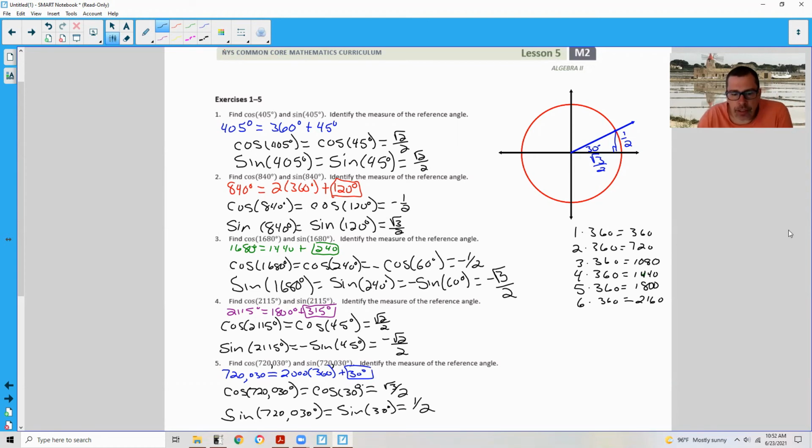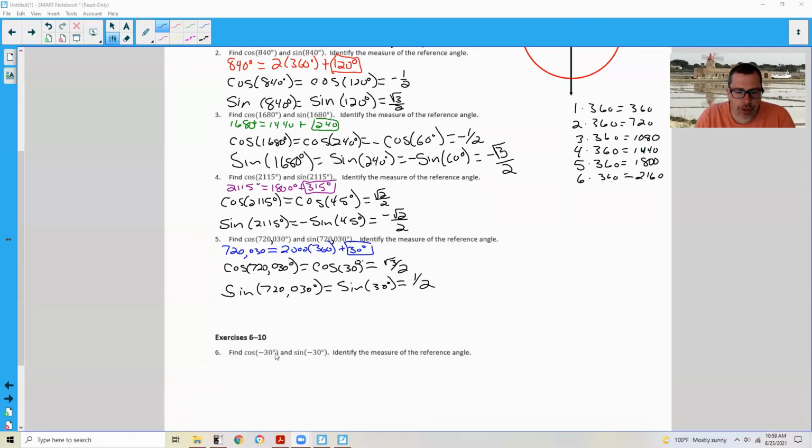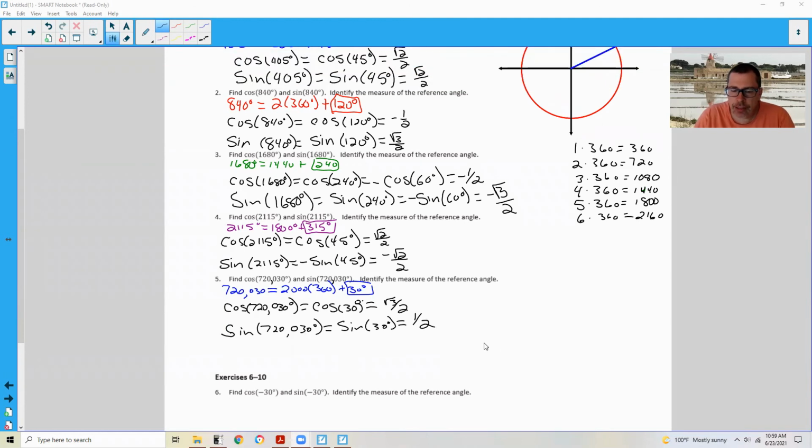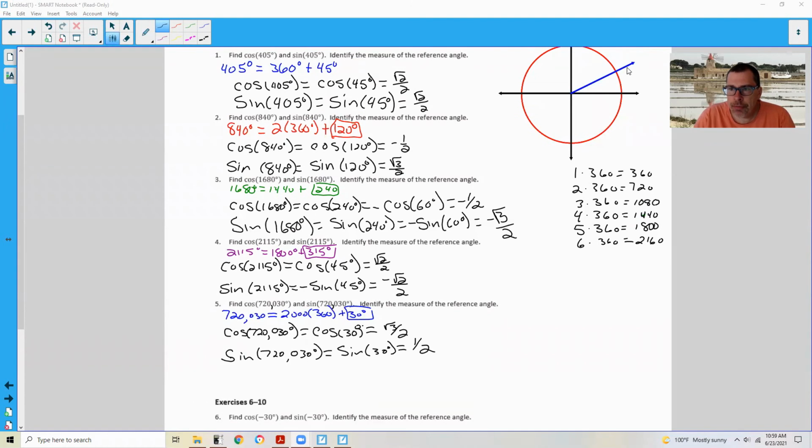Okay, so there's exercises 1 through 5. Okay, exercise 6 through 10. Now we're going to do negative degree measures. All that is, don't panic, it's just rotating clockwise. So if I take my initial ray, and rotate in the clockwise direction, that's negative degrees. So if I go down here a negative 30 degrees, this would be negative 30 degrees right here. It's 30 degrees going this direction.